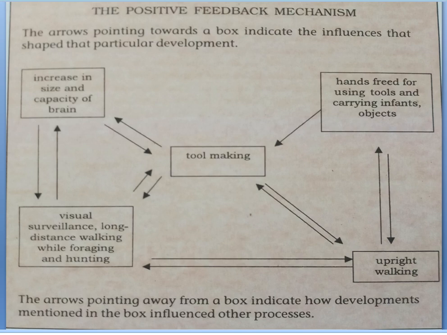Again, bipedal locomotion helped human beings in visual surveillance. Now they could see longer distances while walking, foraging, and hunting. So upright walking helped in tool making. This way, positive feedback mechanism helped humans in tool making.